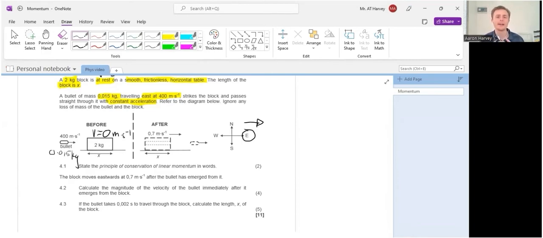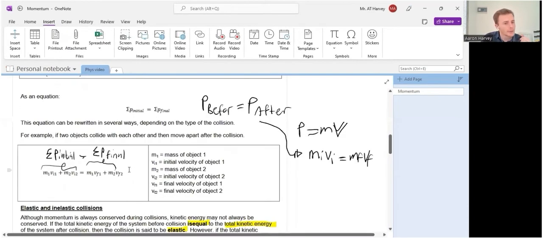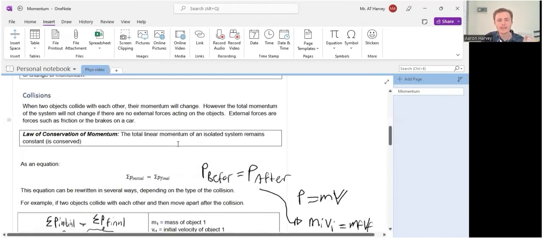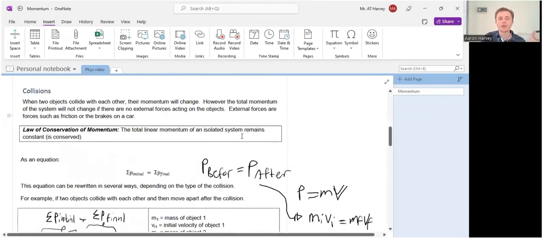And as I said earlier, I unfortunately can't learn things for you. But if we think back to what we were talking about earlier, the principle of conservation of linear momentum states that, let's go and get it in these exact words: the total linear momentum of an isolated system remains constant or is conserved.